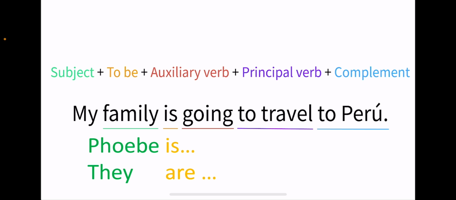And then we're going to use going to, right? Going to, and then a verb or an action in the future. So my family is going to travel to Peru. Yeah. So that's how we create a sentence.